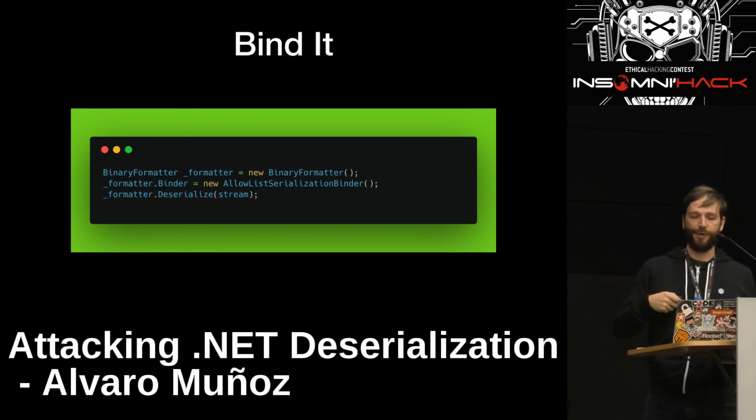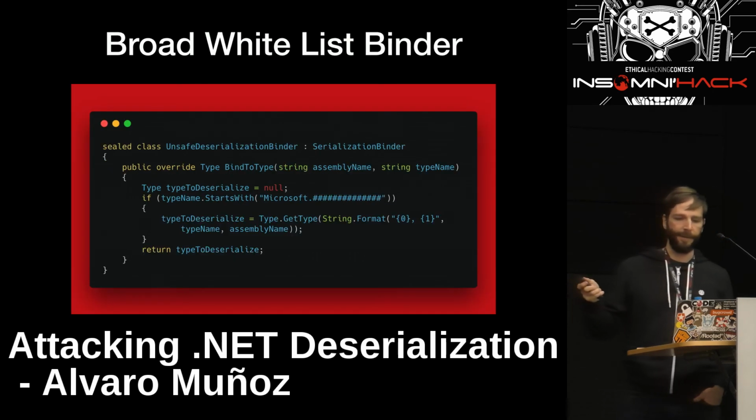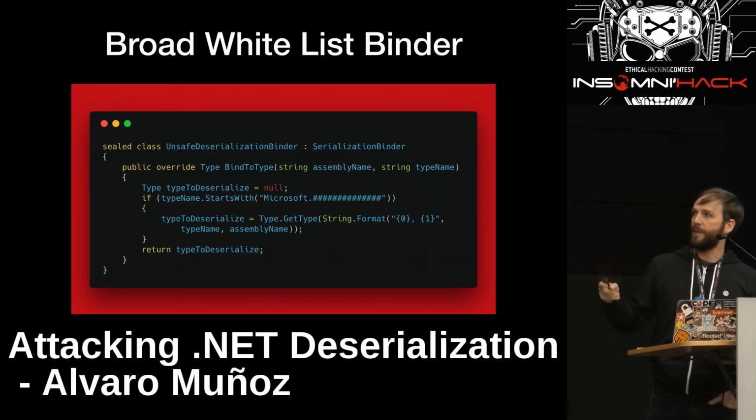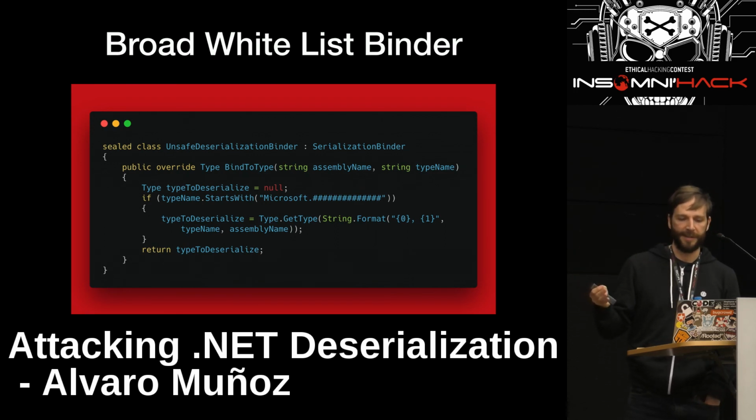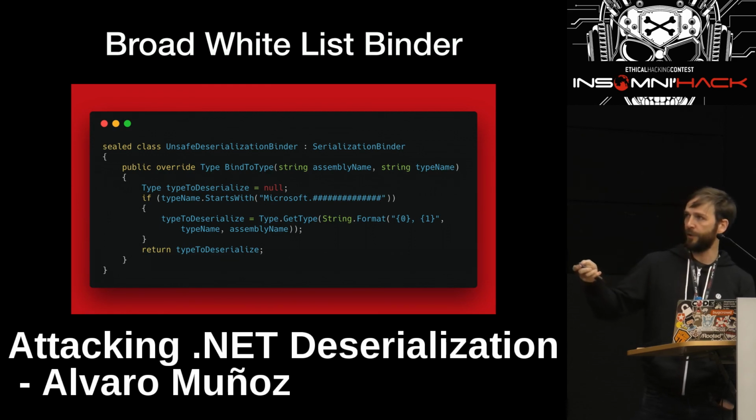So once you have your serialization binder, you have to assign it to the binder property and then deserialize the untrusted data. That's the way of using a serialization binder. So as I said, never use a broad whitelist approach. This is actually pseudocode from a very popular Microsoft product. I'm in the process of disclosing this vulnerability, so I cannot tell the name of the product, but the code looks very similar to this, right?